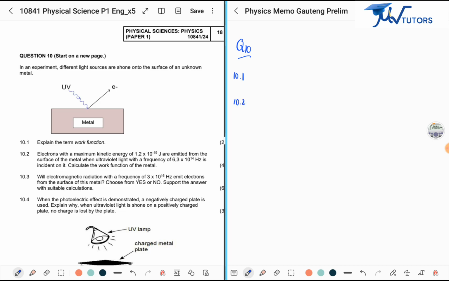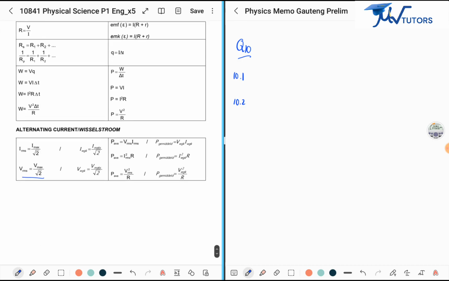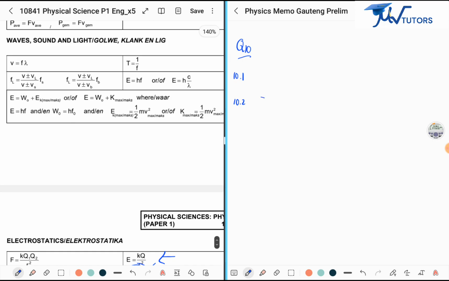And then 10.2. Electrons with a maximum kinetic energy of 1.2 times 10 to the negative 19 joules are emitted from the surface of the metal when ultraviolet light with a frequency of 6.3 times 10 to the 14 hertz is incident on it. Calculate the work function of the metal. I would go to the formula sheet and have a look at the equations available with work function. I have that E is equal to work function plus the maximum kinetic energy.